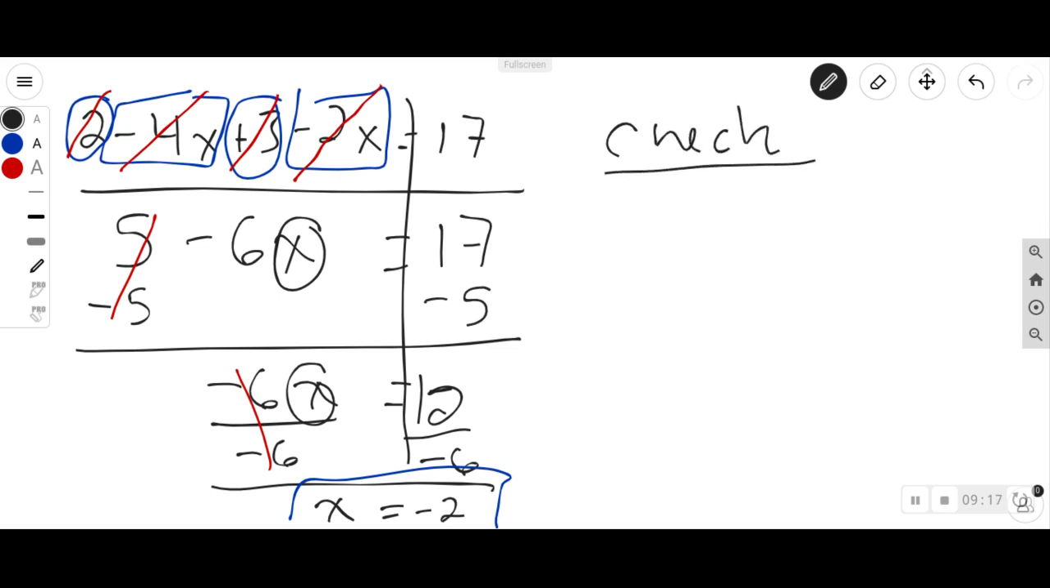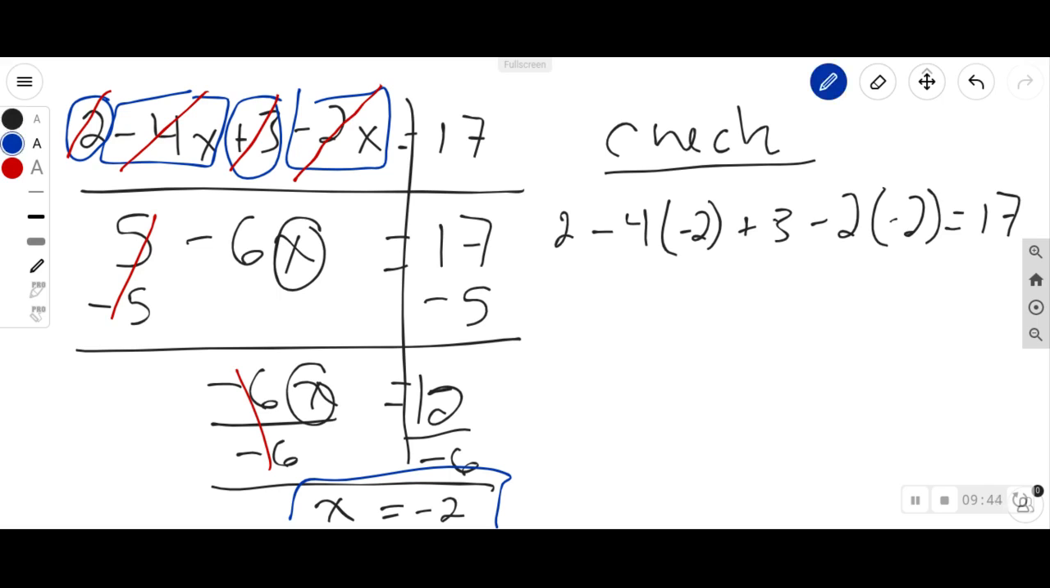Now there's a bit more to it because the variable's in two places. So I'm going to write 2 minus 4. Now since I'm plugging a negative in, I'm going to use parentheses so I don't accidentally forget the negative sign. Plus 3 minus 2, again parentheses, negative 2, equals 17.